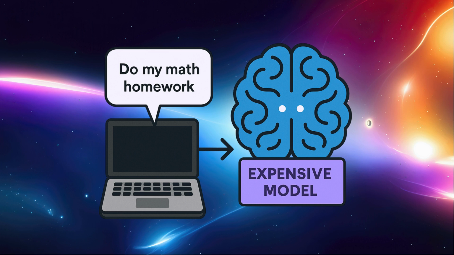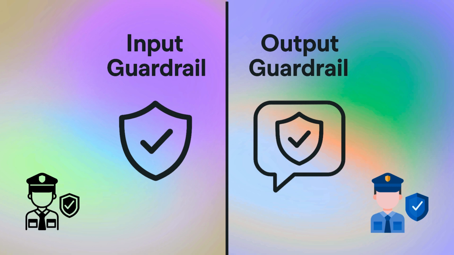Smart filters that catch bad input or output before it wastes resources. There are two types of guardrails. Input guardrails. They validate the user input before it reaches your agent. Output guardrails. They validate the agent's response before it's sent back to the user. They act like bodyguards, checking both what comes in and what goes out.